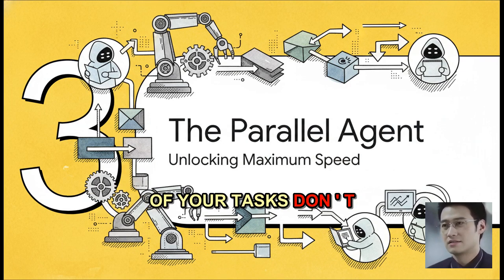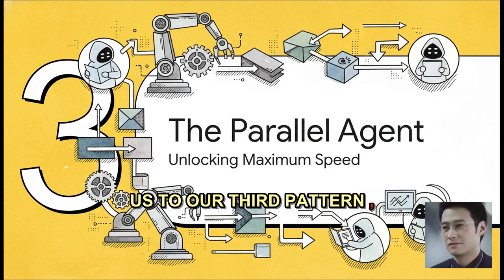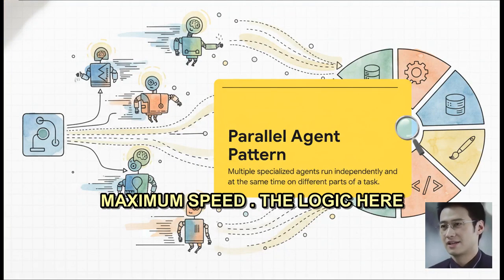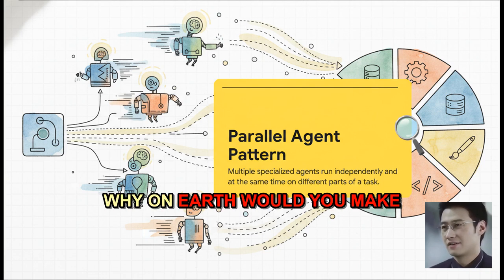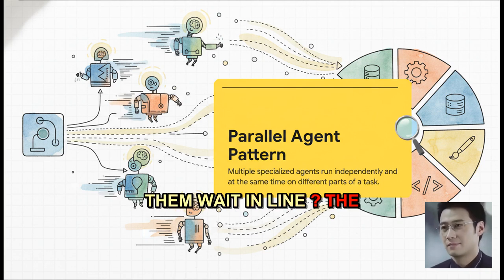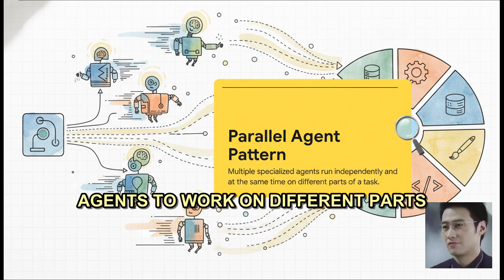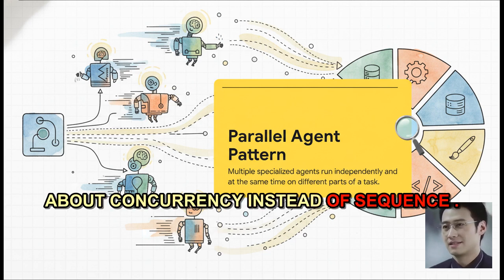What if some of your tasks don't actually depend on each other at all? Well, that brings us to our third pattern, the parallel agent, which is all about one thing, unlocking maximum speed. The logic here is just beautifully simple. If a bunch of tasks aren't dependent on one another, why on earth would you make them wait in line? The parallel pattern just unleashes multiple specialist agents to work on different parts of a problem all at the same time. It's about concurrency instead of sequence.